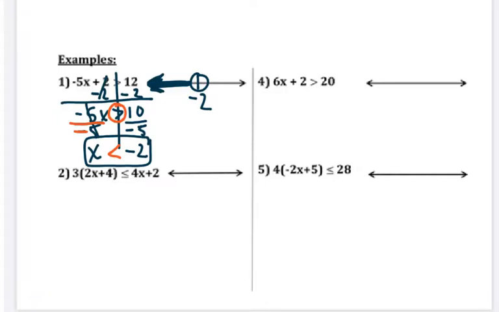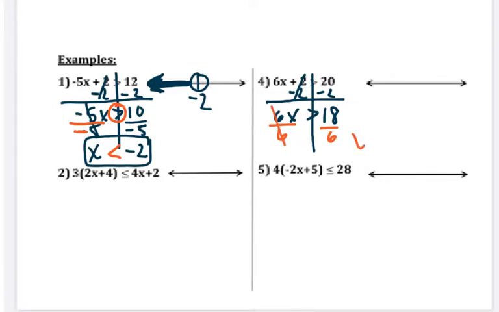Okay, let's try, we'll go not in order. Not that these numbers even make any sense at all anyways. My bad. Let's try number 4. Number 4 is the same thing. We need to get rid of the constant first. So 6x is greater than 18. We get x by itself by dividing both sides by 6.